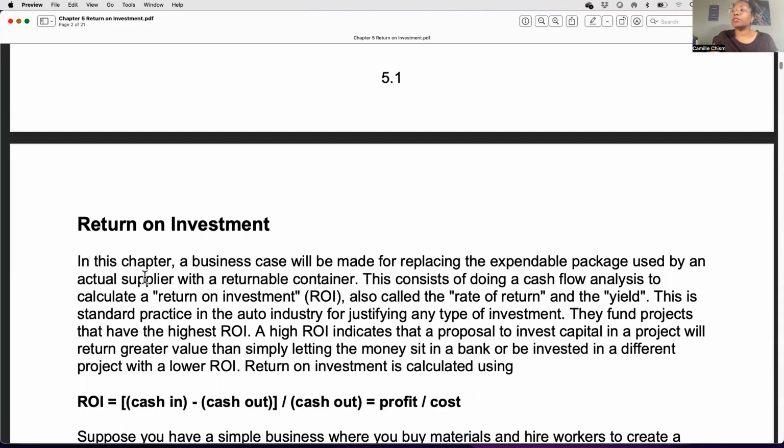So again, I mentioned the business case, and this is usually done when a company either has a new program, they've never bought packaging at all, and they decide they want to look at returnable packaging, or maybe they have a part that they've been shipping in expendable packaging, and they want to do cost justification to ship them in returnables. So you have to do a cash flow analysis, which will calculate that ROI, or the return on investment.